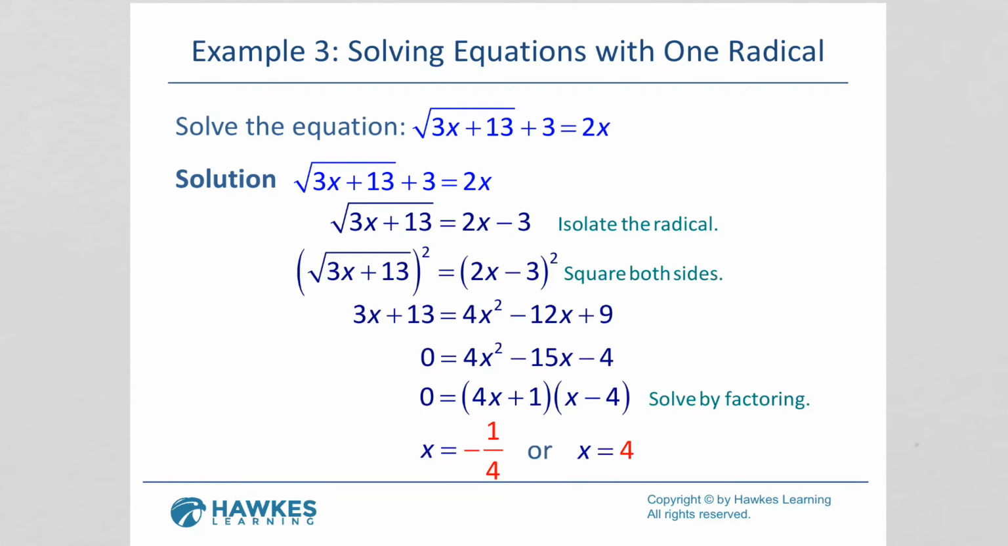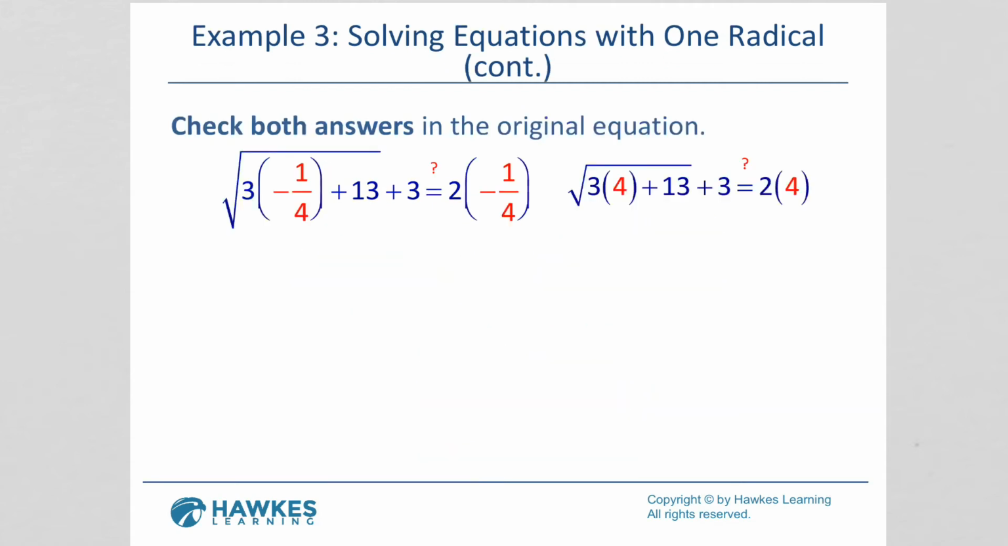4x plus 1 equals 0 yields x equals negative 1/4. x minus 4 equals 0 yields x equals 4. I'm going to check both answers in my original equation. So I have the square root of 3 times negative 1/4 plus 13, plus 3. Does that equal 2 times negative 1/4? And then does the square root of 3 times 4 plus 13, plus 3 equal 2 times 4?